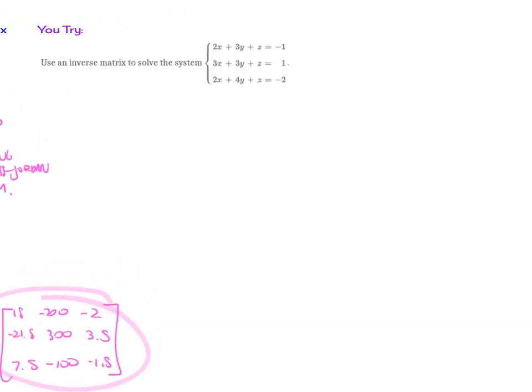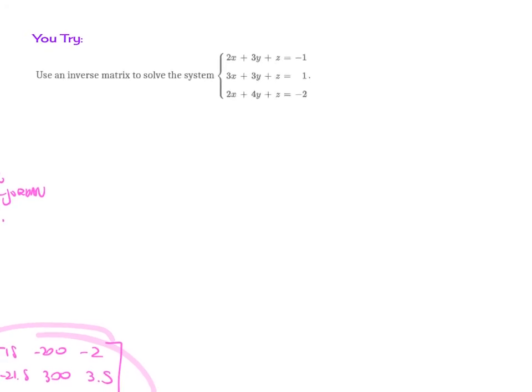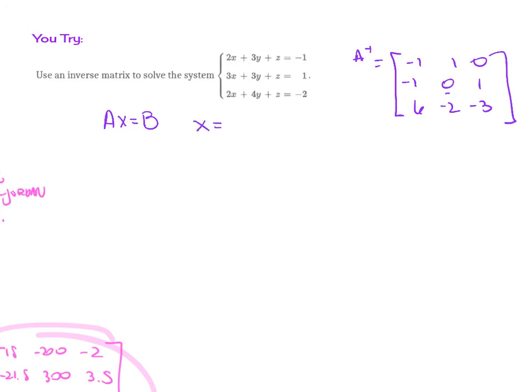Now you're going to try this one here. Go ahead and set it up, and you could use Gauss-Jordan elimination, but I'm going to give you the inverse matrix. The inverse matrix, A inverse, is -1, 1, 0, -1, 0, 1, and 6, -2, -3. Remember you're using A times X equals B. Now we'll solve for X equals A inverse times B. See if you can set up this system with matrices, and then see if you can solve it.